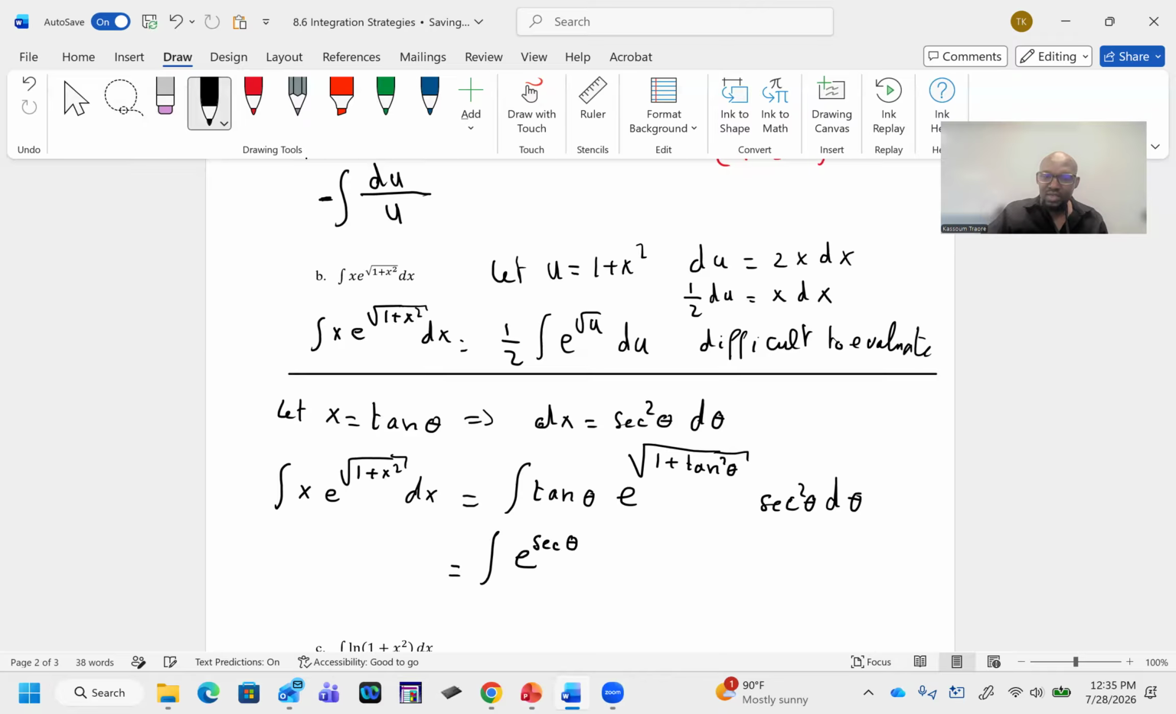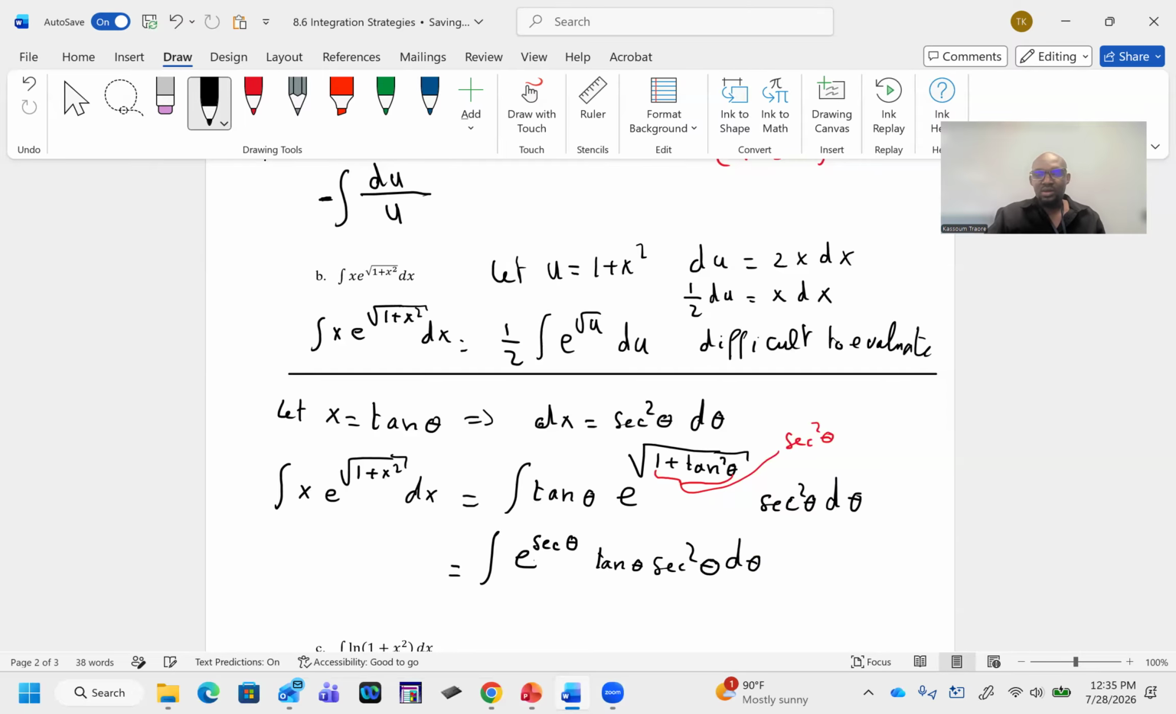Integral of e to the power of secant theta. Why? Because this is secant squared theta, and the square root will cancel out. So times tangent theta secant squared theta d theta, right?